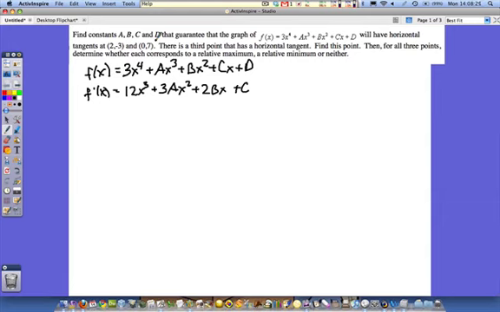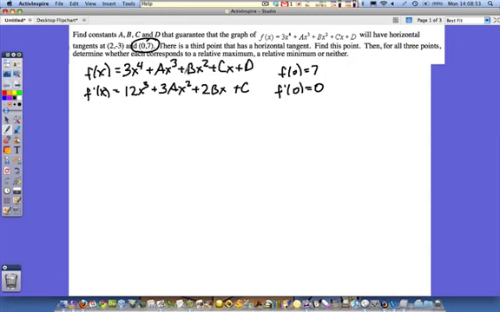Now, this is going to give us a clue. We've got four unknowns, and we actually have four equations buried in here that we need to figure out. This point is going to give us two of those equations. We know that f of 0 has to be 7, because the point is (0, 7). And we know that f prime of 0 has to be 0, because we're told there's a horizontal tangent when x is equal to 0.